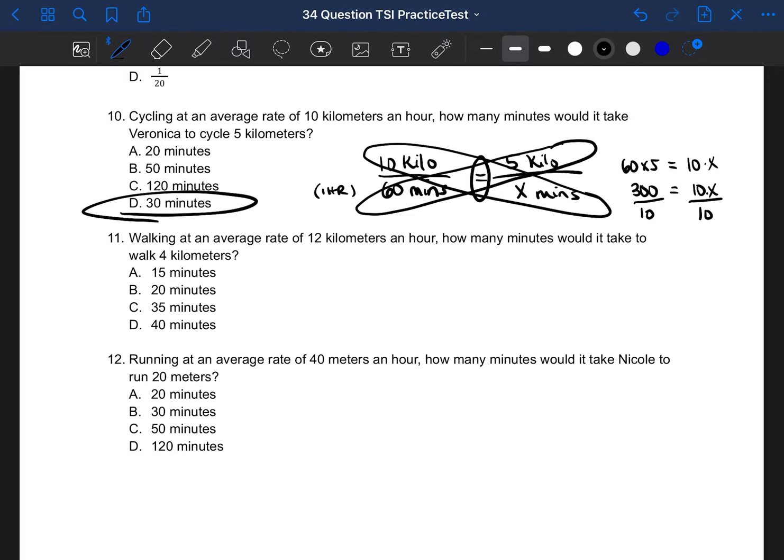Now, if you want to know how come I divided both sides by 10 and not by 300, it's because we're trying to get rid of the 10. The 10 is a number that is causing the x to not be by itself. So that's the number that we divide by. So we're going to divide both sides by 10. The 10s are going to cancel out and you're going to be left with x. And 300 divided by 10 is equal to 30. We were trying to figure out the missing amount of minutes, so it's going to be 30 minutes and our answer is going to be D.